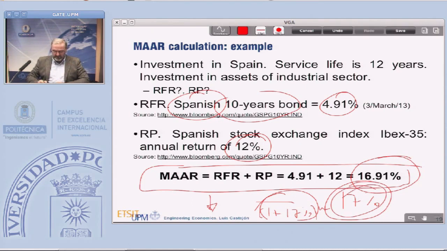What will be the case in Germany? They will be using, for example, 1.8 plus, I don't know, the German stock exchange index, but suppose something like 10%. So they will be using a required rate of return of around 12%. So that's the reason of Spanish assets compared with German assets. The Spanish ones are cheaper because we are discounting very much those rates.